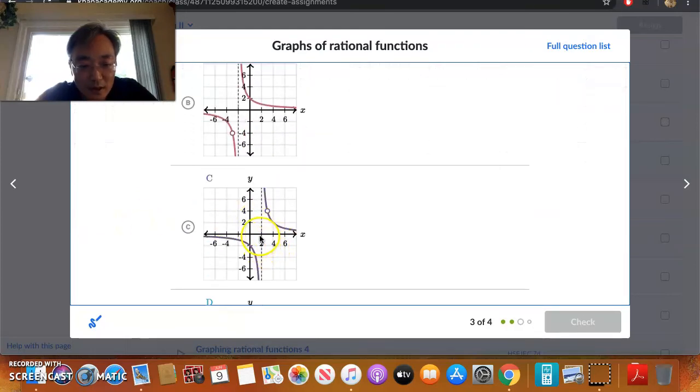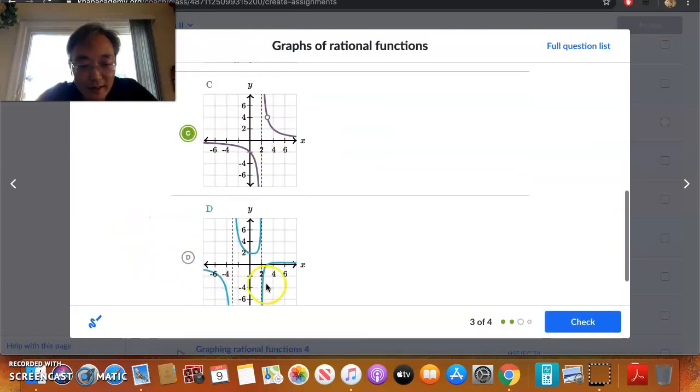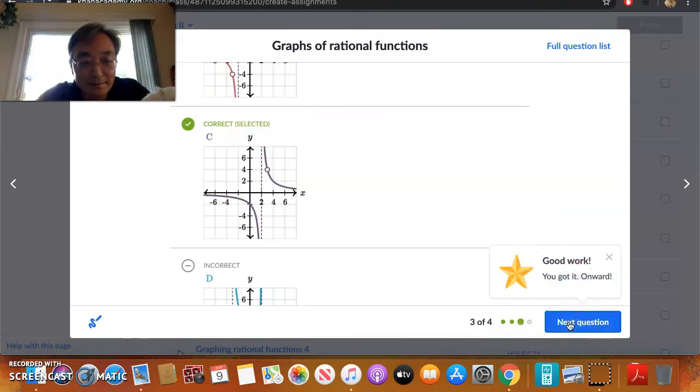Here, take a look. We have a vertical asymptote at 2, and we have a removable discontinuity at x equals 3. So this looks like a pretty good candidate right there. And here, it looks like we have a vertical asymptote at 2, and then we have a 0 at 3. Well, it's a denominator, so I'm not sure if we're going to have zeros, correct? So let's check on C, and that is correct. Okay, guys, let's do one more.